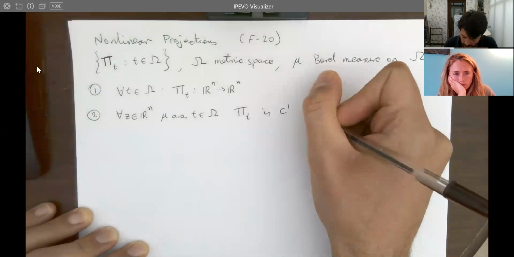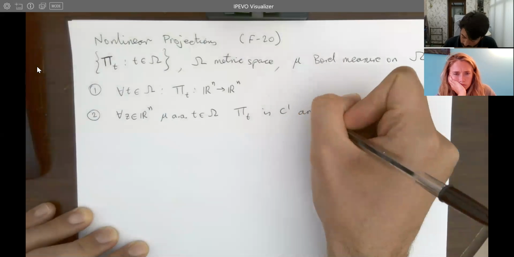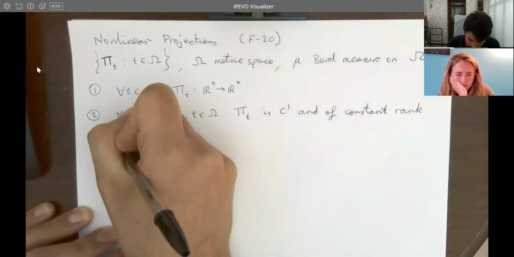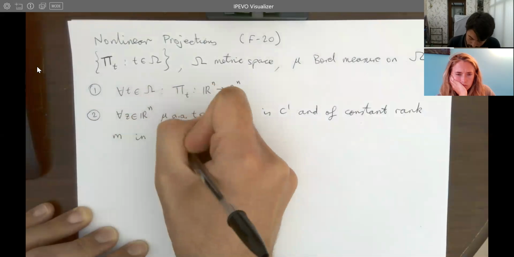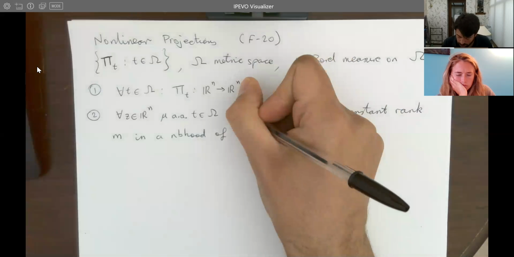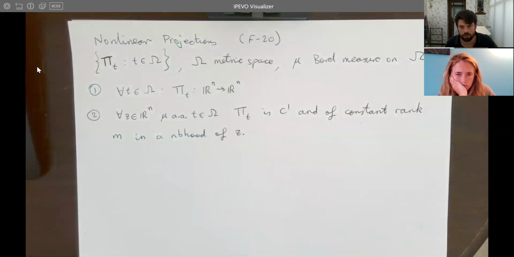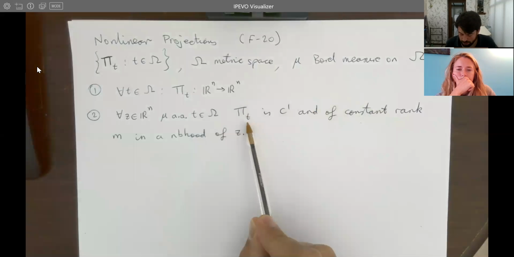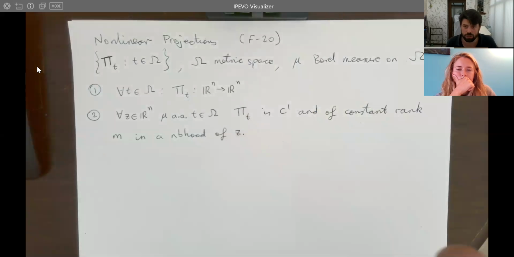to be C1 and of constant rank M in a neighborhood of z. So what does that mean? So pi t has the whole of Rn as a domain, but I want, no matter which point I choose in that domain, almost all t are going to have this nice form where pi t is differentiable, and moreover, if I differentiate this map, the derivative is going to be a Jacobian, and I want that Jacobian to be a matrix of rank M. So this is what of constant rank means.